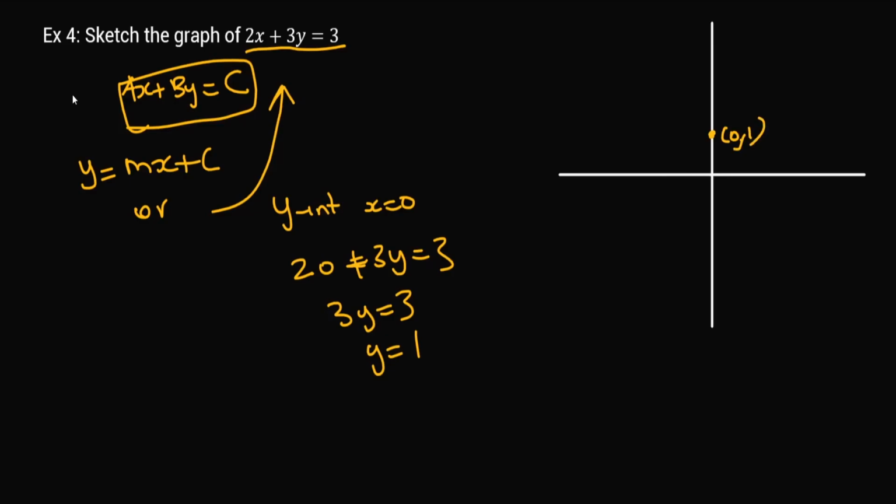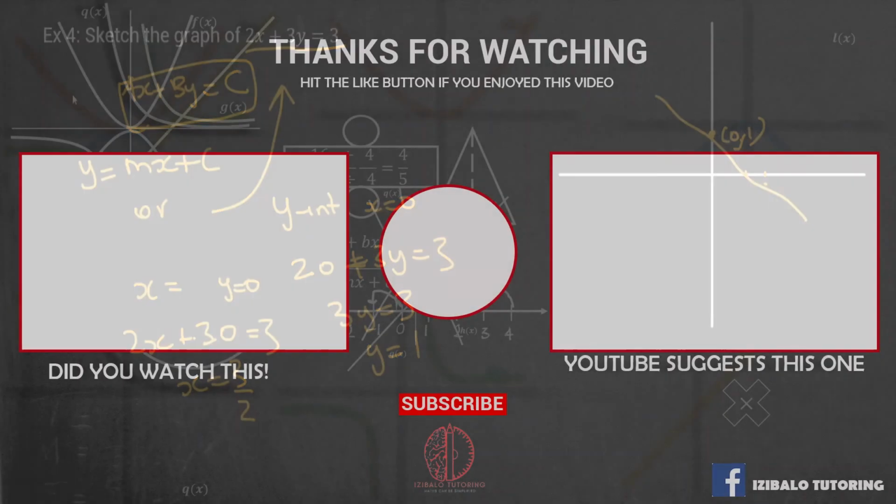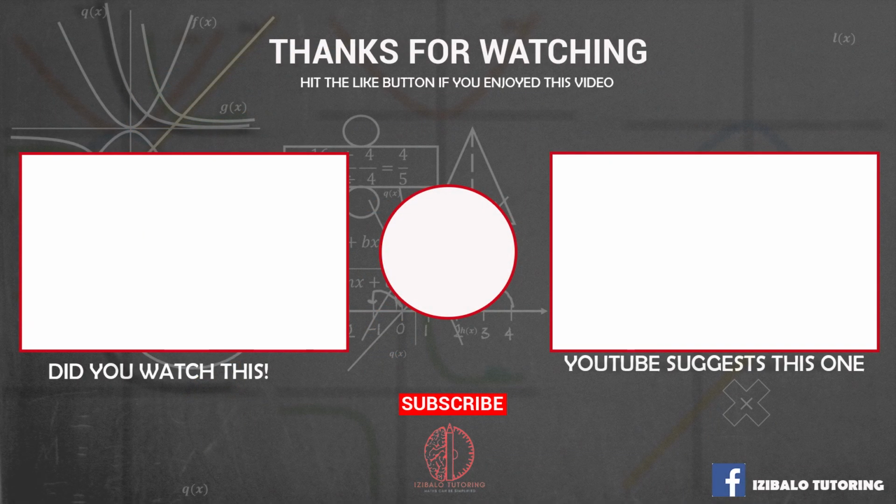And we can also calculate our x-intercept by making y equal to 0. Meaning we're going to have 2x plus 3 times 0 equal to 3. That means we have x equal to 3 over 2. So we can say, okay, 3 over 2, if this is 1, 3 over 2. And then that is our graph.